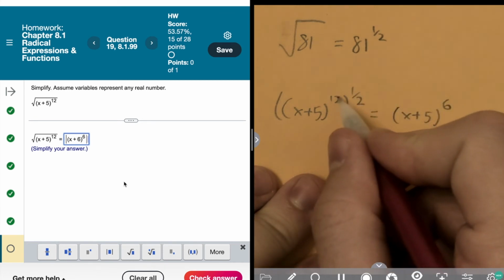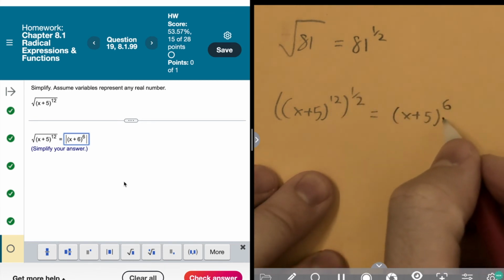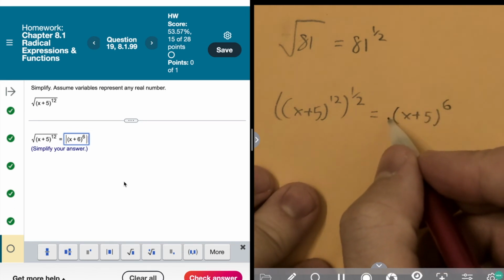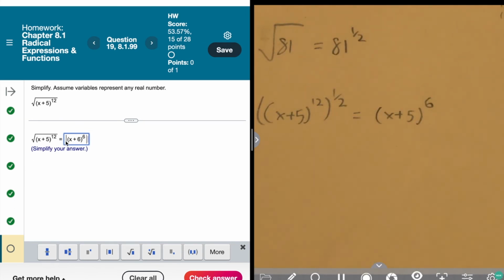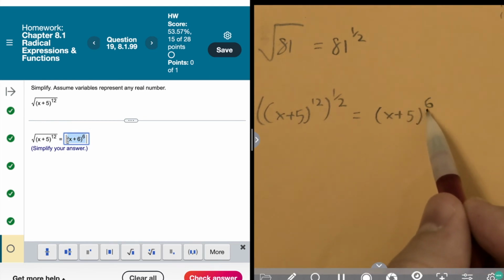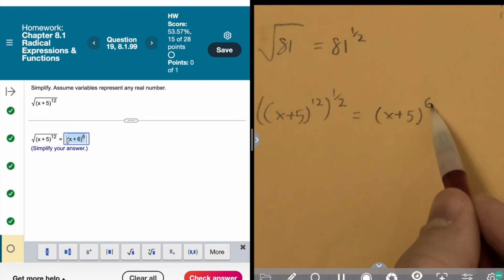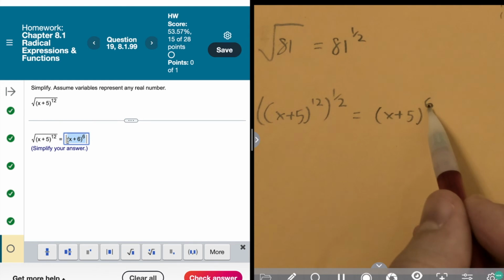12 times 1/2, or 1/2 of 12, is 6. Now the other thing is, again, we need to force that to be positive, and that's why it's an absolute value. Only wait, let's think a little bit further, because if this is still to the 6th power, this was kind of an interesting idea, then anything to an even power is going to become positive anyways.